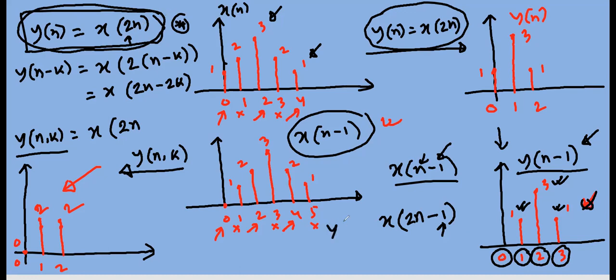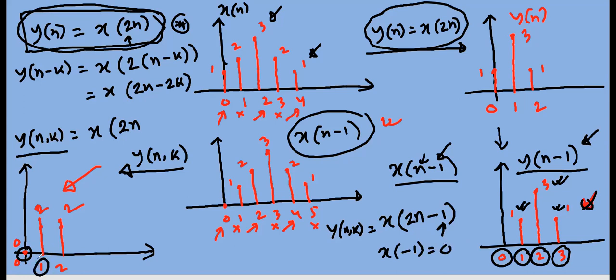So we can write y[n, k] is equal to x[2n minus 1]. Now it's time to justify. Let's take n equals 0. That means we are targeting this sample. Put n equals 0, then we'll find x[0 minus 1]. What is the value of x[minus 1]? Of course, that is 0.